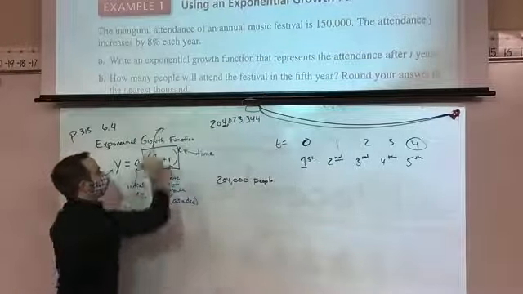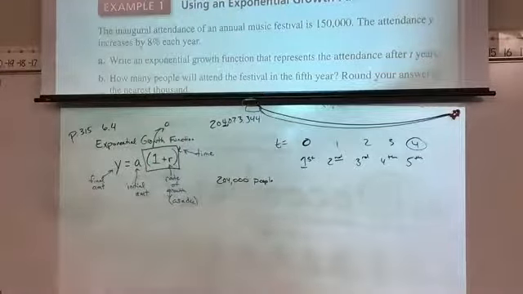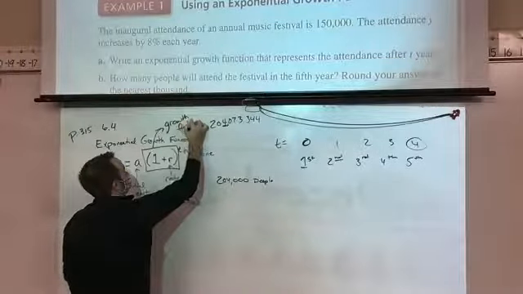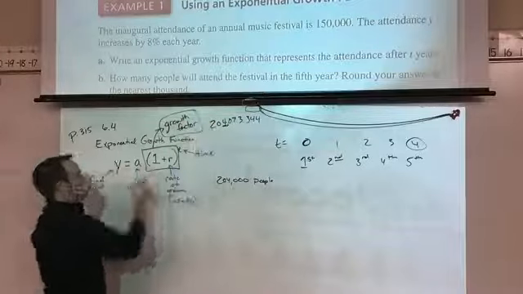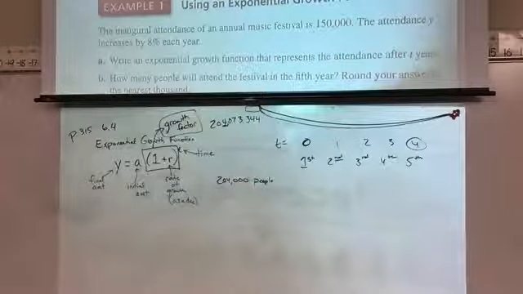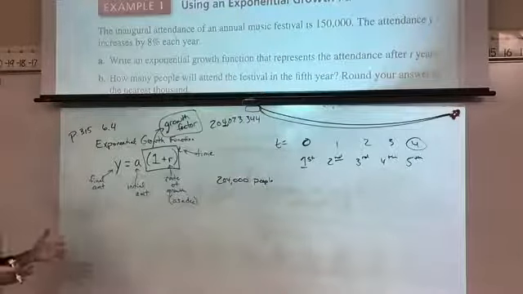You might see the phrase, what did they call it? Growth factor. The growth factor is that entire parentheses. The growth factor is the 1 plus r. So you might see that. We don't see it a lot, but they are going to ask a question about it in the homework. So growth factor is the whole 1 plus r. Growth rate or rate of growth is just the r. Growth factor is the whole thing. Slight difference, but important difference.